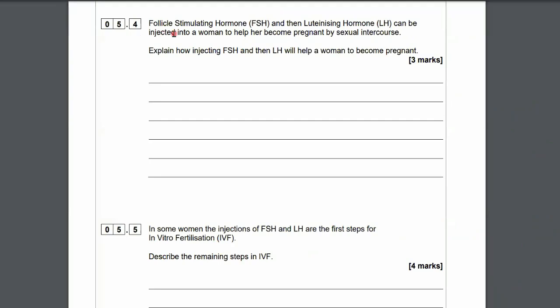5.4, follicle stimulating hormone, FSH, and then luteinizing hormone, LH, can be injected into a woman to help her become pregnant by sexual intercourse. Explain how injecting FSH and LH will help a woman become pregnant. Well, essentially, we have to know, and this is really just asking you, what is the job of FSH and LH? And then you need to link it to a woman becoming pregnant.